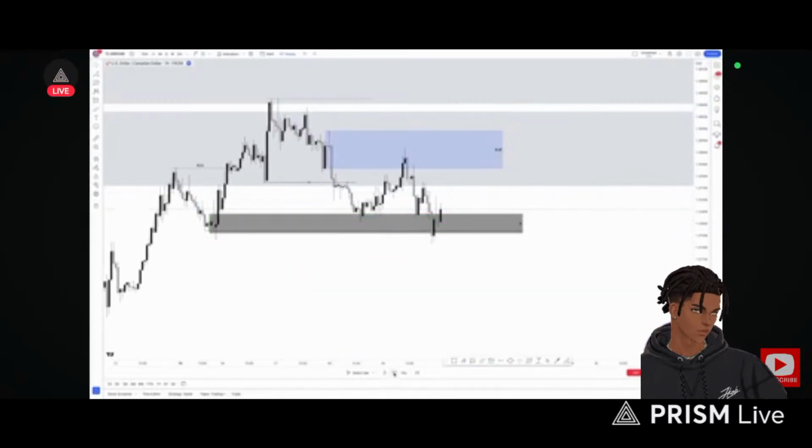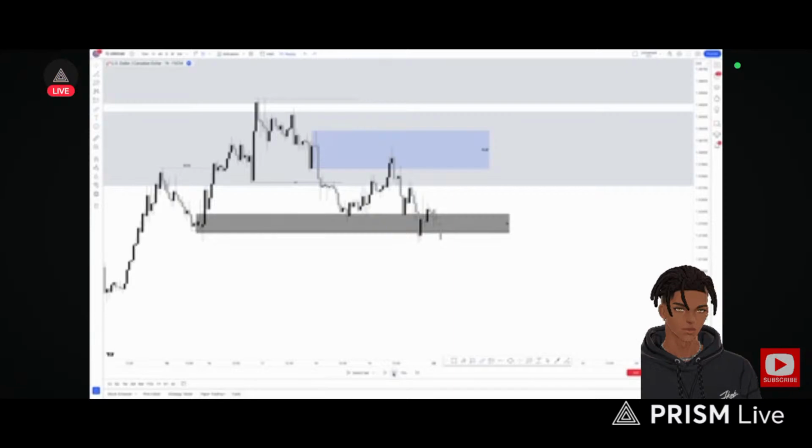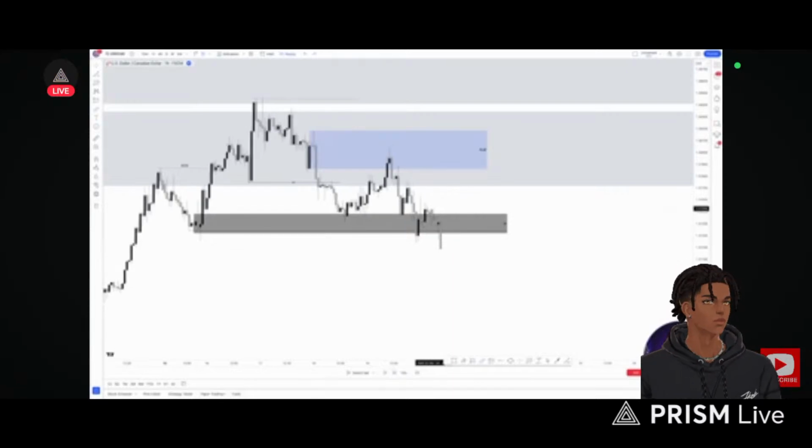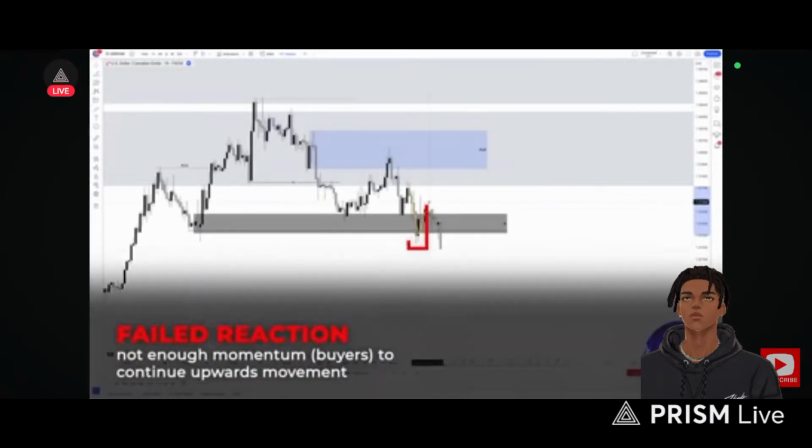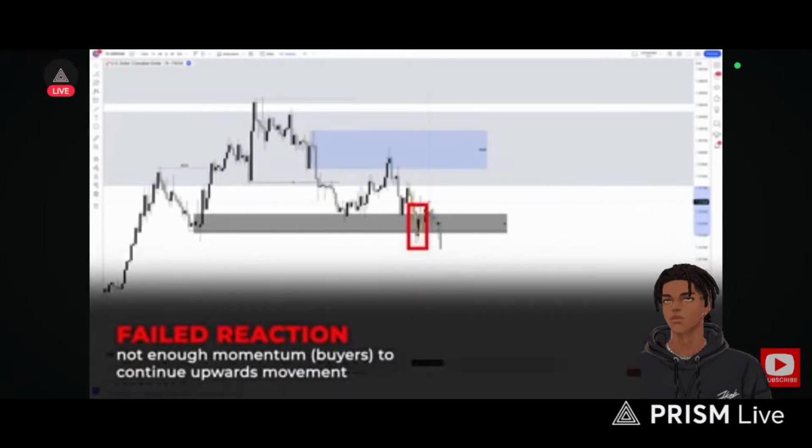So let's look at what price does, and you can see price comes down, boom, there you have it, your failed reaction. Once again, price actually reacted to the demand zone, right? A very valid reaction, but like I said, it was not enough to continue going up, right? It did not have enough momentum, have enough buyers.